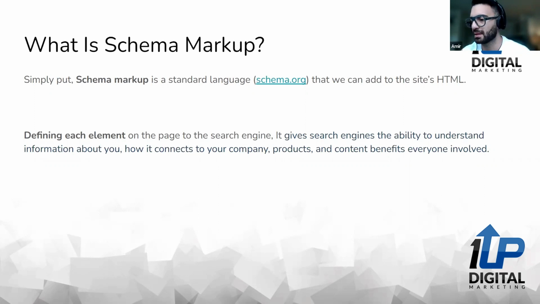What it does is basically define every element on the web page to Google and to search engines. There are lots of elements on the pages. Search engines normally do a very good job at understanding what's what. So if they see a number, they can tell this is the price, or the size, or a rating. But by using schema markup, we can actually highlight that information to the search engine.